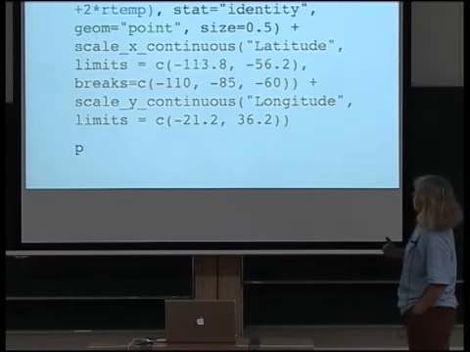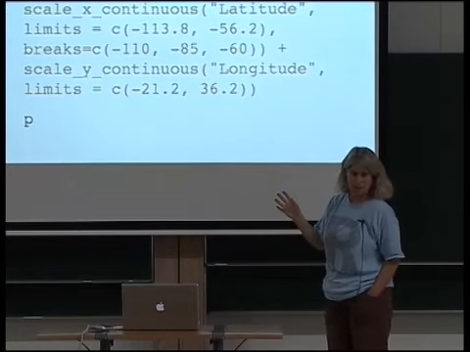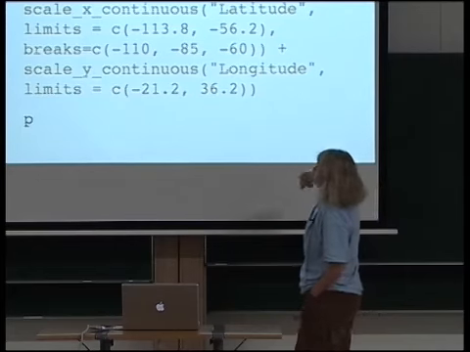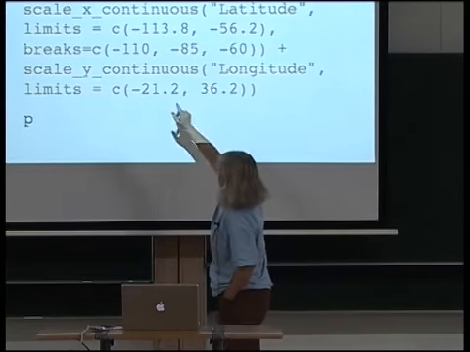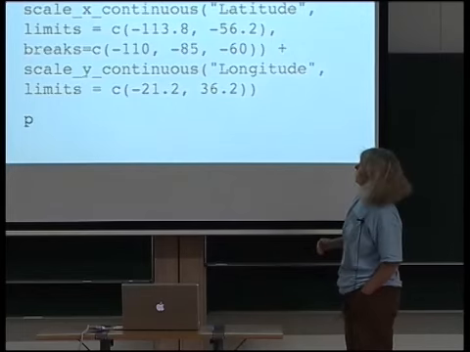So this first layer has expo data. I'm mapping long. I had to do a little bit of calculation myself to get those time series laid out. So the x is the longitude plus 2 times some time factor, so it spreads out the time series. And the y direction is latitude plus 2 times the temperature. That's allowing me just to get those little time series at each location. The statistical transformation is just the identity. I'm not doing anything strange there. Just spell it out. You don't need to spell it out if you're using the default, but I'm using a point geometry, and I'm changing the size of the points, making them fairly small.